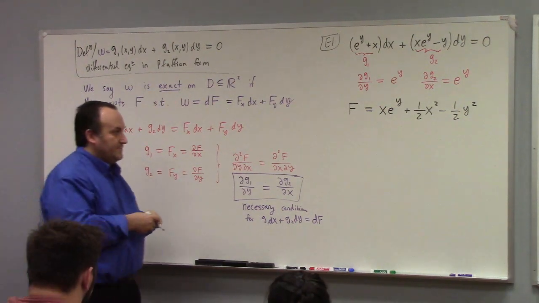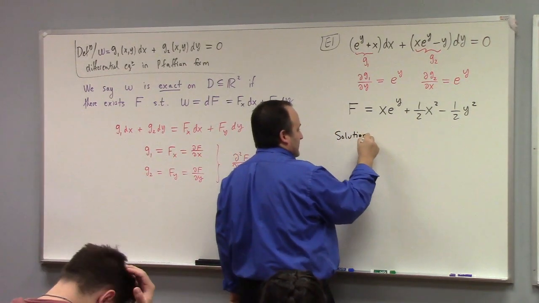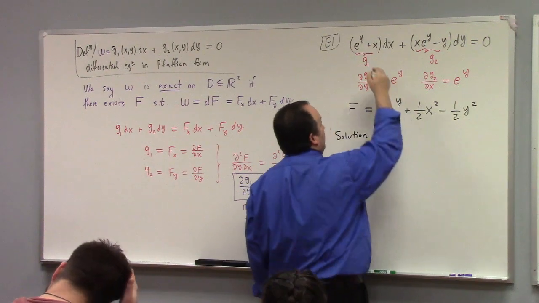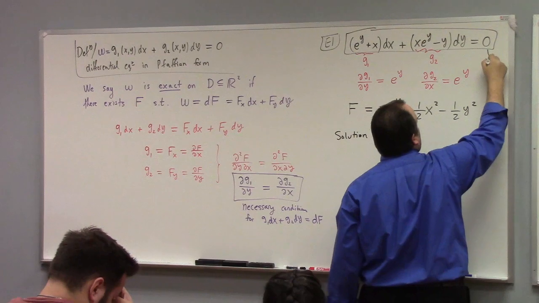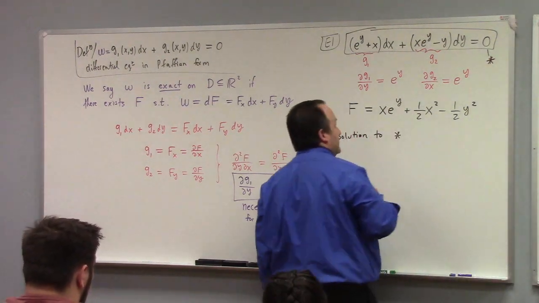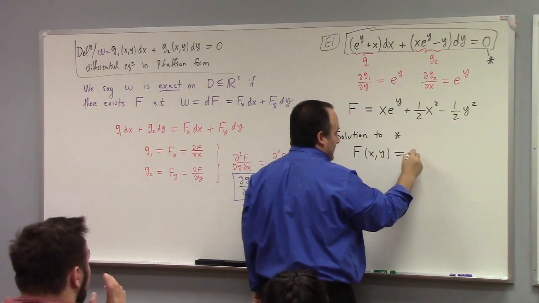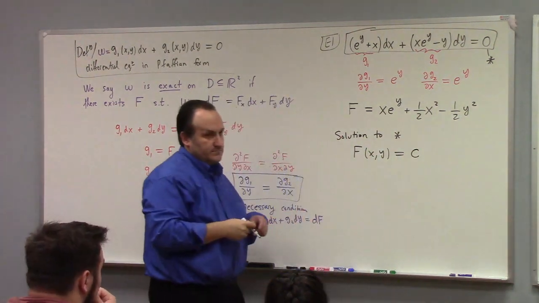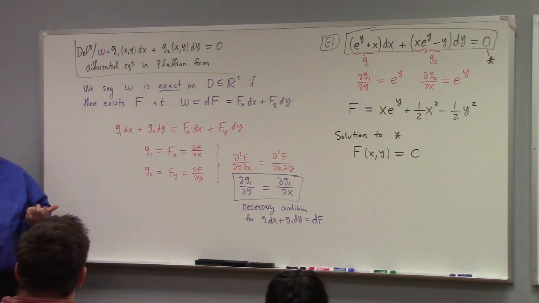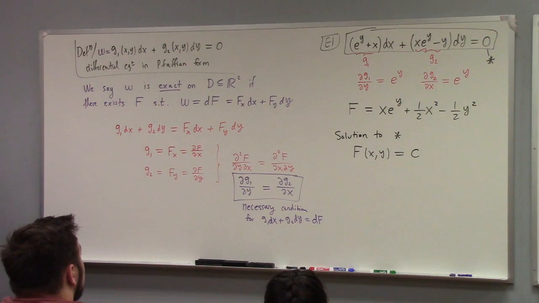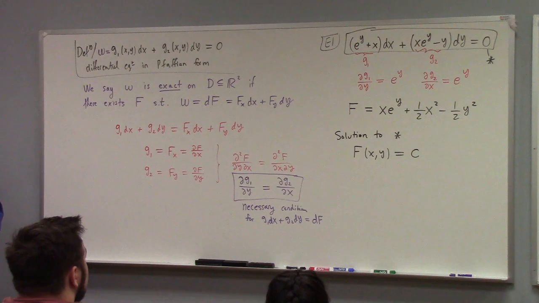Now here's the beautiful thing. The solution to star, let me give it a name, I'll make it famous, there we go. Star. Okay, the solution to star is simply f of x comma y equals a constant. So if you can write the exact equation as the differential of a level function, the solutions to that differential equation are simply the level curves of the level function.